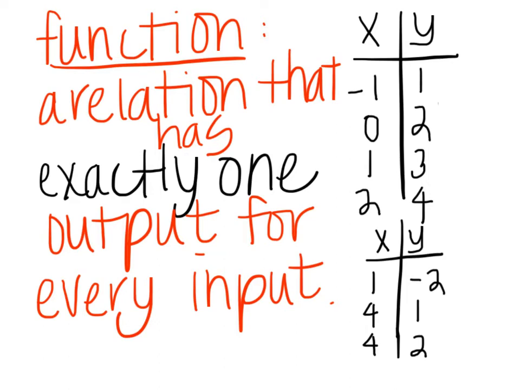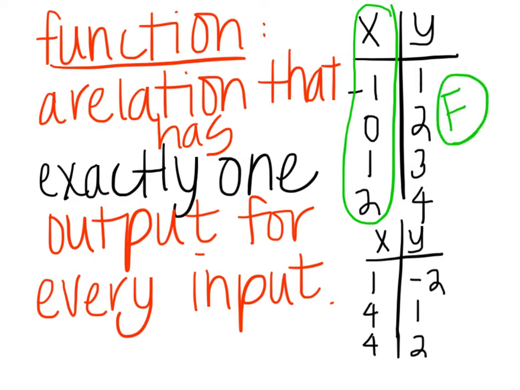So if we look here at our x's, -1 with 1, 0 with 2, 1 with 3, 2 with 4. So yes, this is a function. In our second example, we look at the x's, and here we can see that we have the number 4 two times. So this one is not a function.